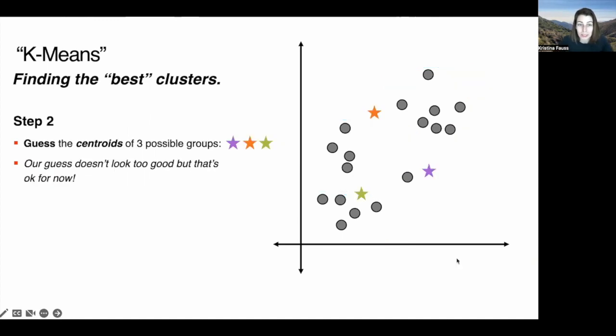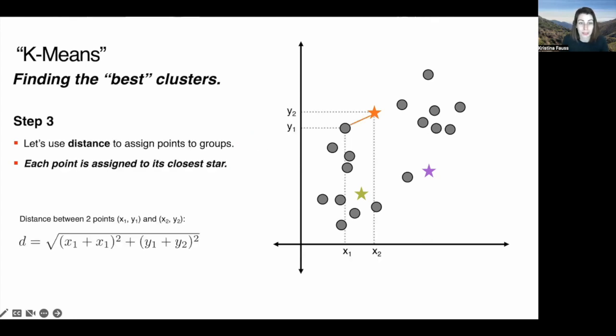So now we get into this true idea of K-means clustering. There are a couple steps to this, and the first one is thinking about how many groups you might use. For this, we've chosen to move forward with 3, and then you're going to try to plot your centroids. So you're going to try to guess where the middle of these groups might be. And our initial guess here, marked by these stars, does not look very good, but that's okay for now, and you'll see why in a minute.